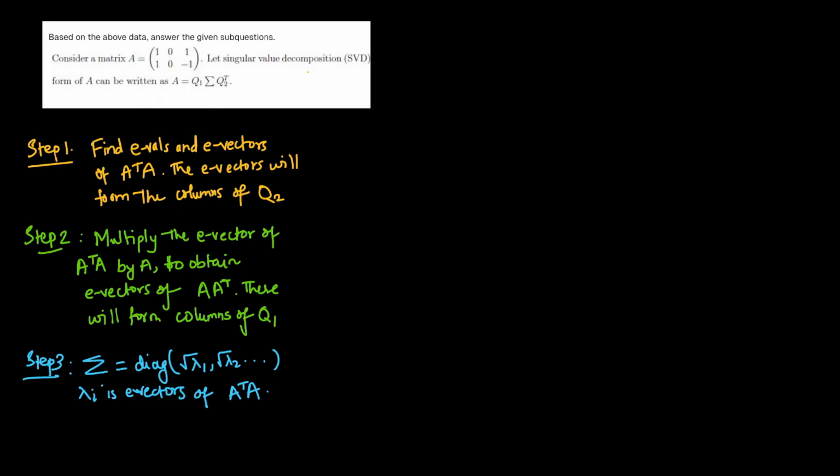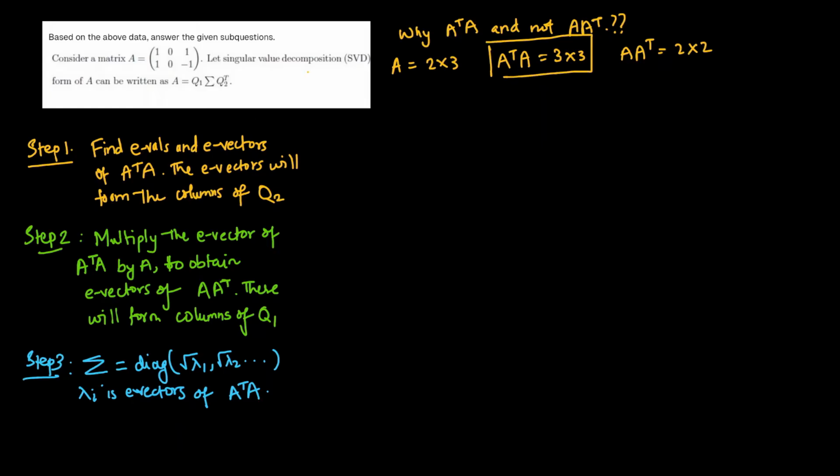Now the question arises, why do we start with A transpose A and not with AA transpose, right? The reason being, this A is a 2 by 3 matrix, right? 2 rows and 3 columns. So A transpose A will be 3 by 3 and AA transpose will be 2 by 2. So we will always look at the larger one so that we get all the eigenvalues, although there will be some zeros, right? Now let's get started.